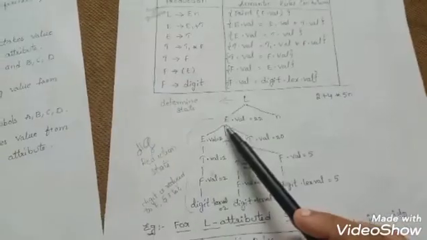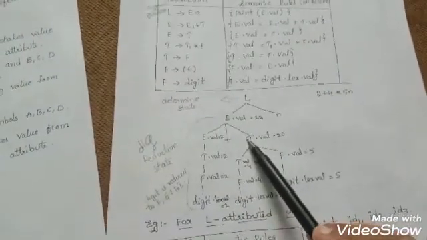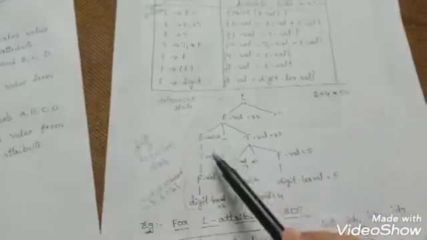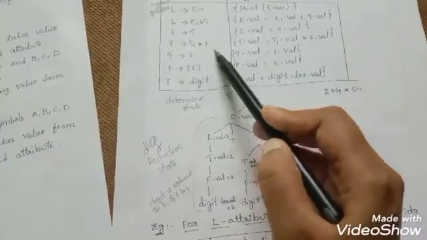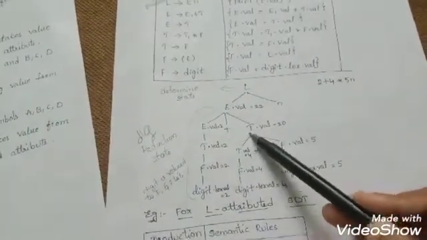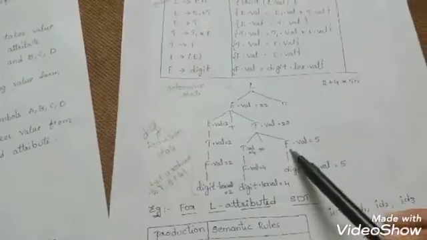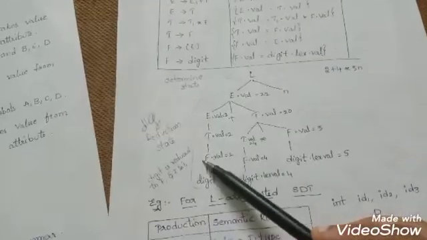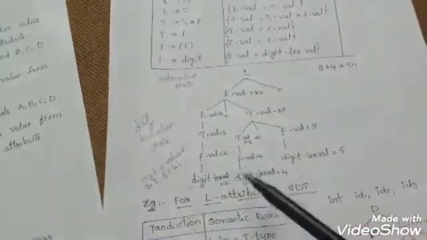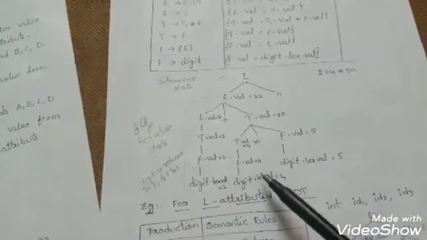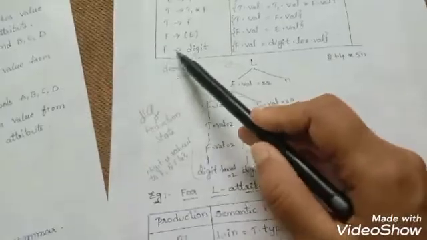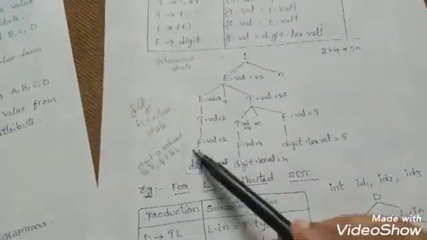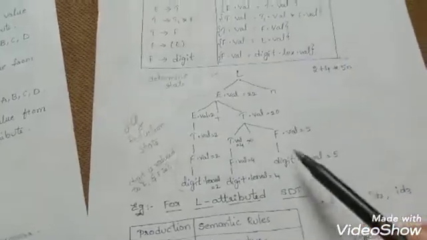Now E tends to E1 plus T. And next is E tends to T. And next T tends to T1 into F. And next T tends to F. And F tends to E. And next, F tends to digit.